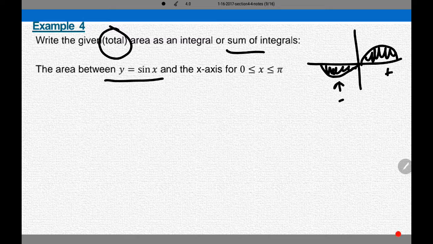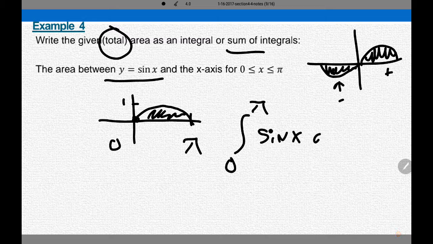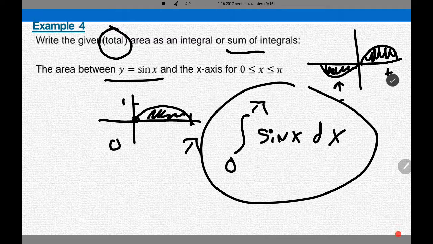Now this example doesn't do that, but the sine function does fluctuate back and forth. In this case, from 0 to pi, the function actually is all above the x-axis, if we remember from trig before when we graph these. It goes up to 1 and comes back down. So we're really just looking for this area here. So we're going from 0 to pi of the sine of x dx for our area. So that's our integral that we need to write here.